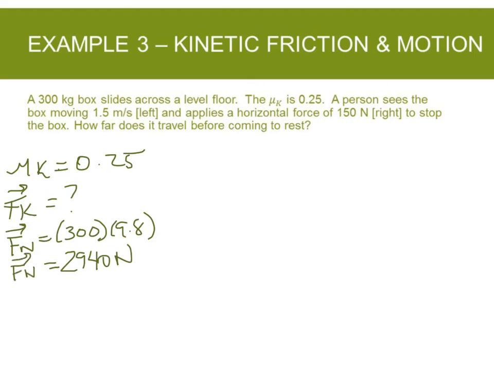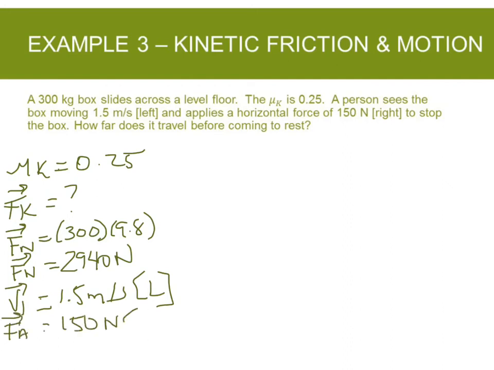All right, so once you've got a mass, you could go ahead and figure that out. And then, so we have a V1 here of 1.5 meters per second, and it's left. And they apply a horizontal force, so that's going to be an applied force of 150 newtons right to stop the box. So that means our V2 is 0 meters per second. Okay, how far does it travel? So that means we're trying to figure out our D.